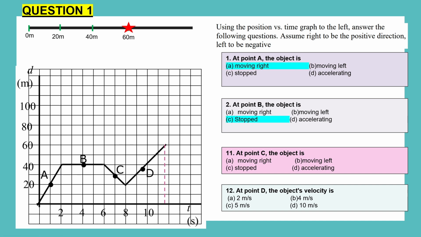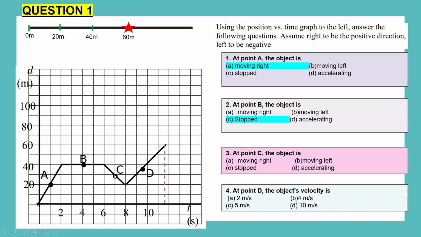And B. At point B, the object is stopped. Just now we said the object is stopped at 40 meter. For how many seconds? From 2 to 6 seconds. So it stopped for 4 seconds. Now look at point C.